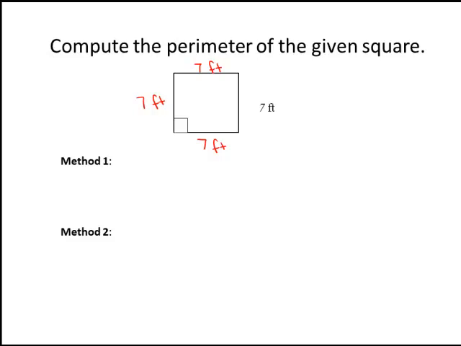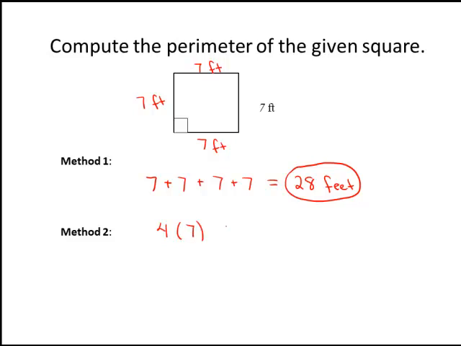Perimeter means distance around. We can find the perimeter by two different methods. For the first method, we can simply add all of the sides, 7 plus 7 plus 7 plus 7, which equals 28 feet. For the second method, since we're adding 4 of the same number, we can calculate 4 times 7 to also obtain a perimeter of 28 feet.